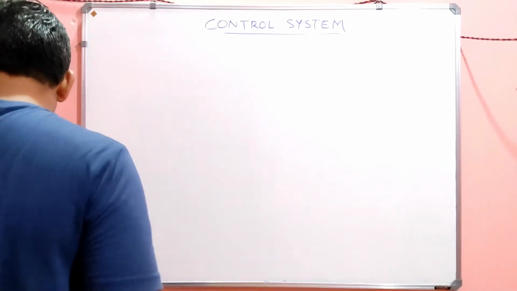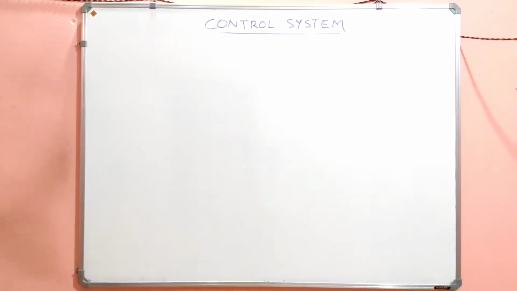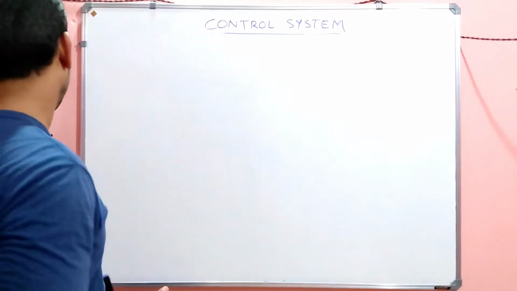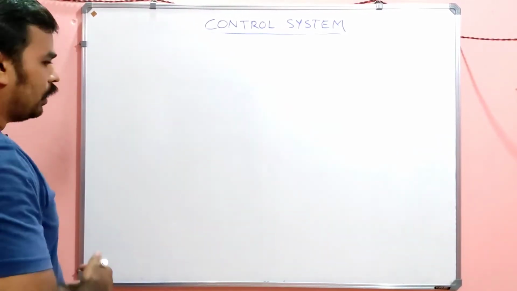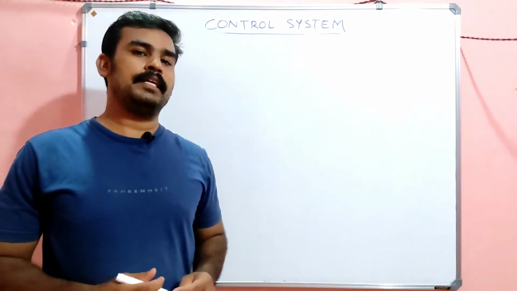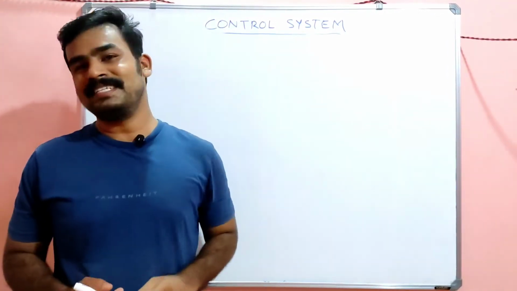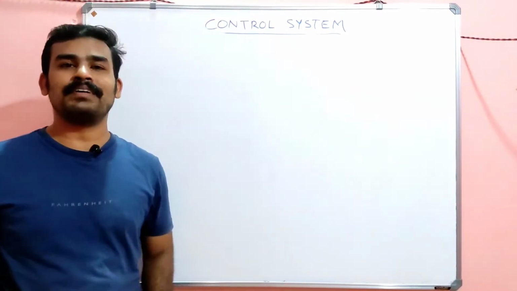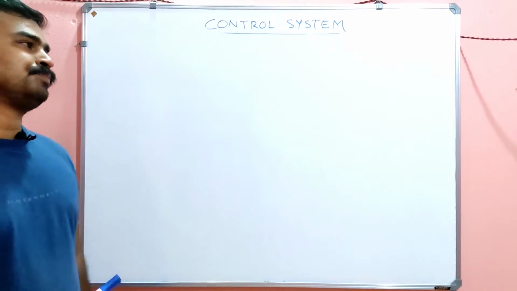Polar plot, and we did some problems also. So today we continue with some more interesting problems in polar plot. I already told you polar plot is a plot which is used to find the open loop transfer function stability, my dears, not the closed loop system stability. It is for open loop transfer function stability.